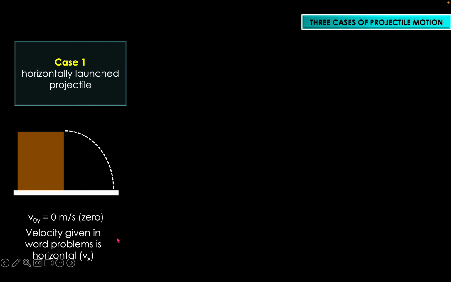So take note as well that when you encounter a case one projectile problem, the velocity given in those word problems is the v sub x, horizontal velocity. So they will not necessarily directly say v sub x is this.